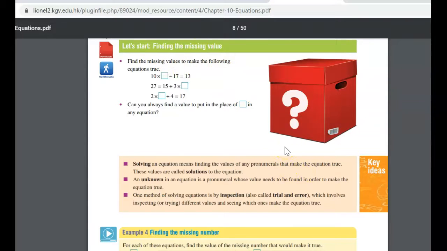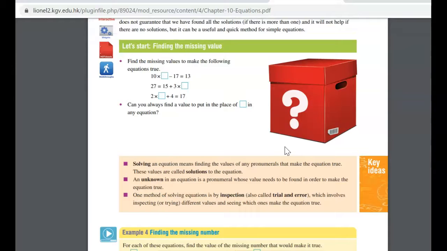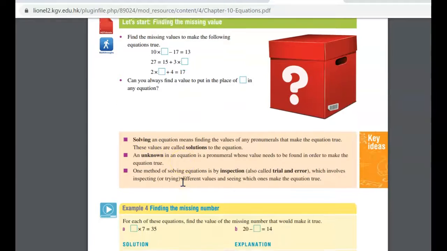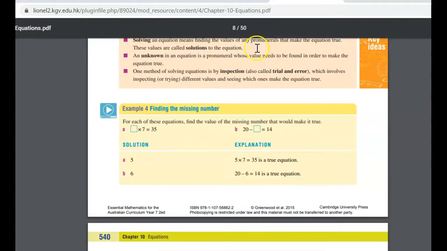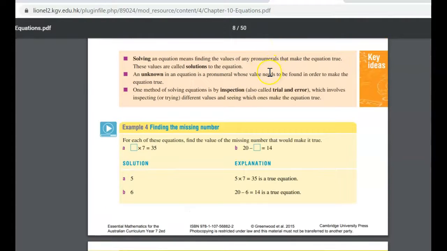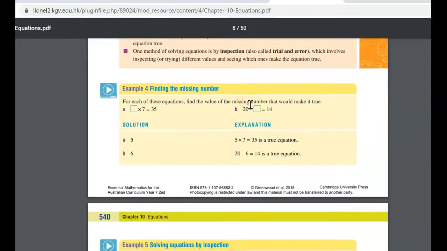And we've done some things like this, but today we're actually starting to talk about equations. So solving an equation means finding the value of the letter or the pronumeral that makes the equation true. And if we solve something, it's called a solution. So I want you to write these sentences down into your books. And one method of solving equations is by inspection. So this is probably the way that you've been using so far without even thinking about it.